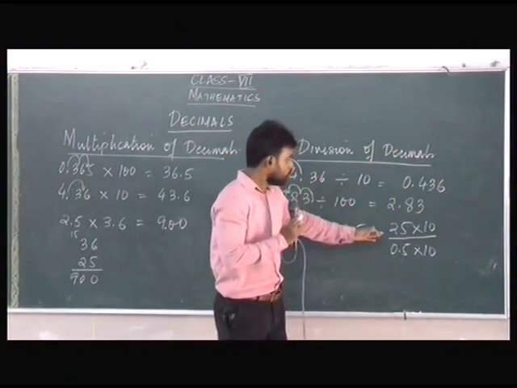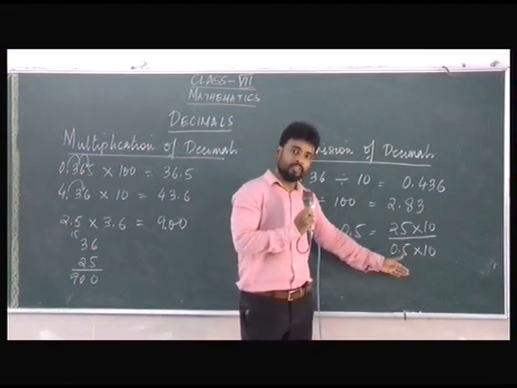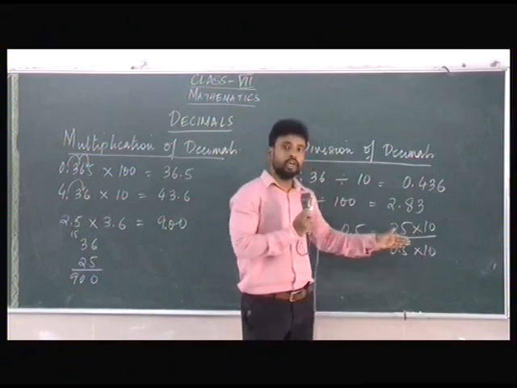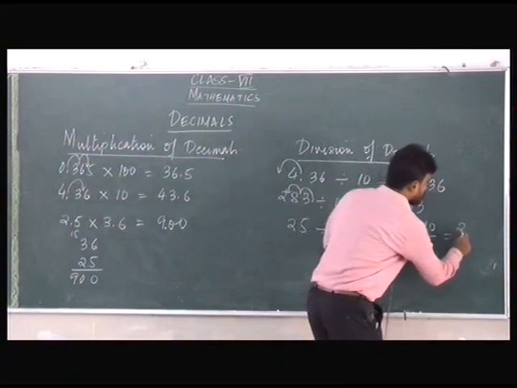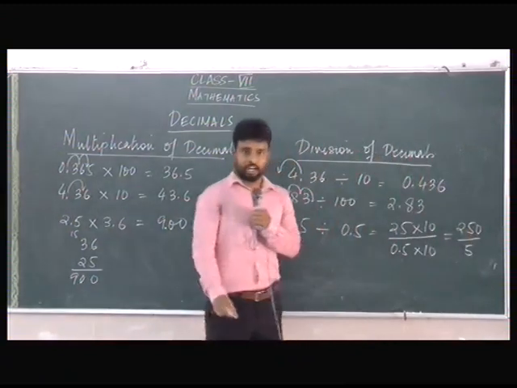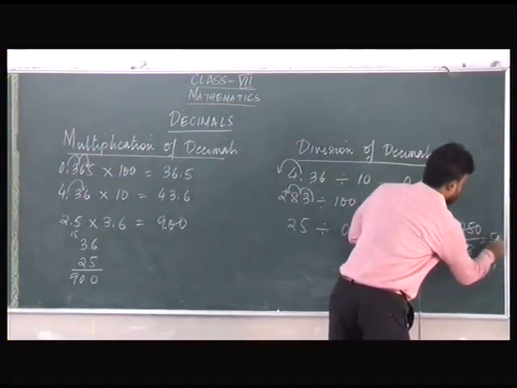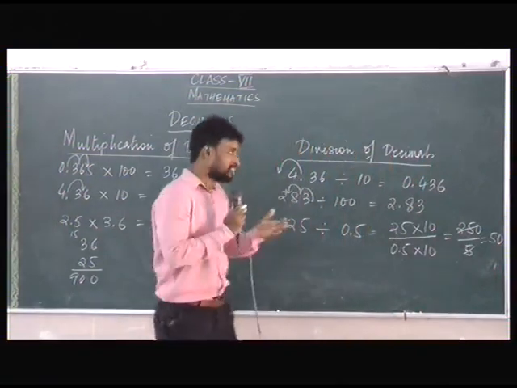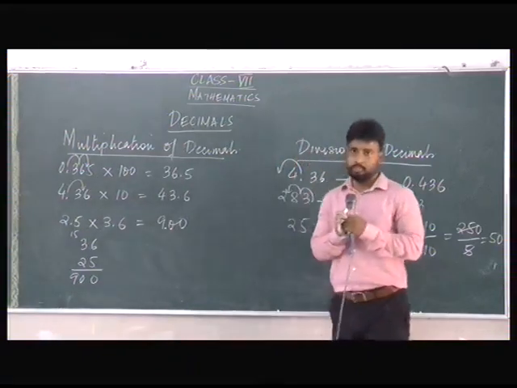So here, we have changed 0.5 into a whole number by multiplying with 10, and similarly, we also have to multiply 25 with 10. So here we'll get 250 divided by 5, and if we divide, we'll get 50 as the answer. So this is the method of multiplication and division of decimal numbers.